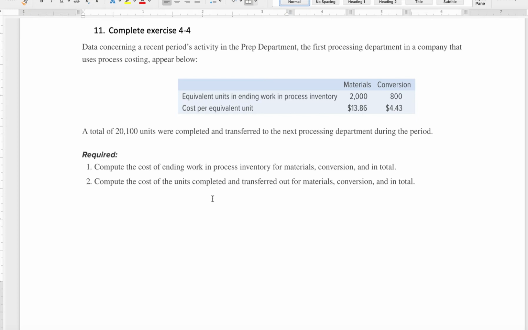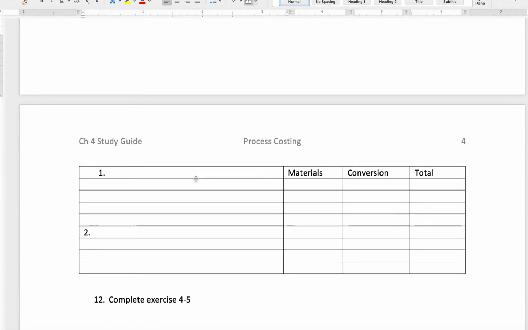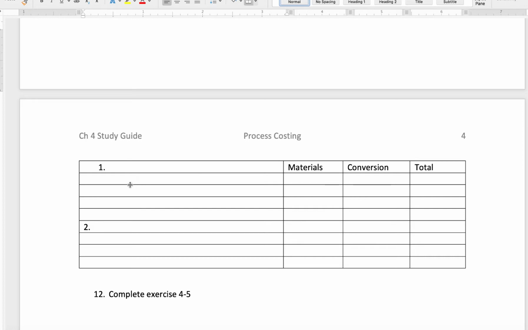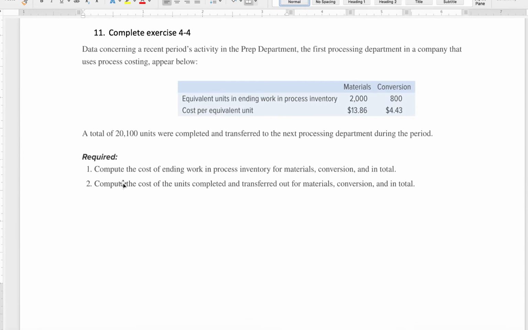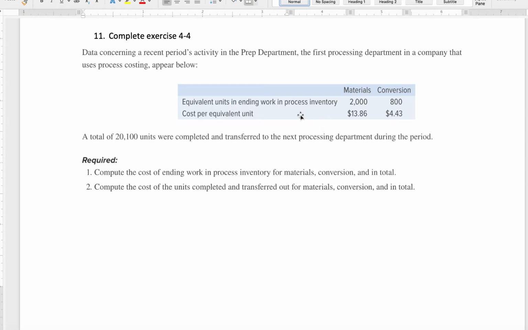Okay, so this third step, super duper easy. Why is it easy? Because we have all the numbers. We did all the work, right? So the first thing we want to do is calculate that ending inventory, or the cost of the ending WIP. So we have numbers here, right? They give us the equivalent units of production, and they give us the cost per equivalent unit. Guess what?